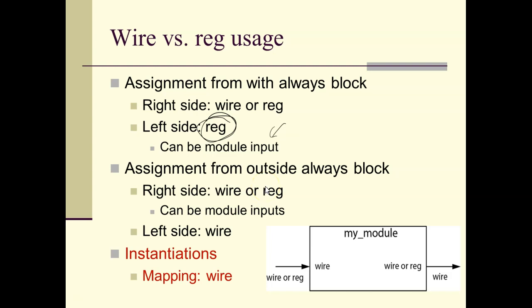When I'm assigning something from outside of an always block, with an assign statement, a continuous assignment statement, the right side of the assignment operator can be a wire or a reg type, but the left side in this case needs to be a wire.